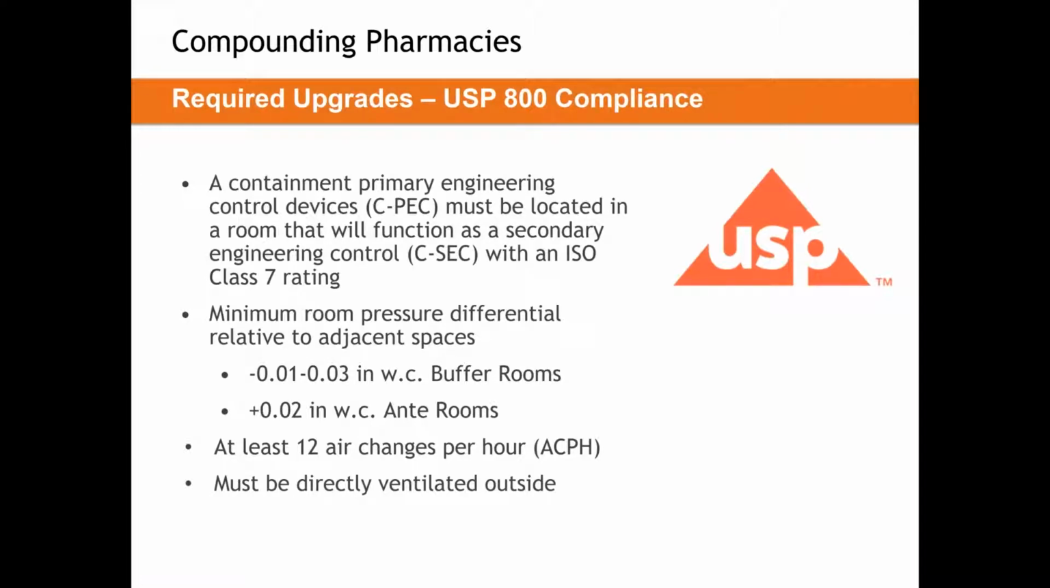USP 800 also details that we need positive 0.02 inches in the anterooms. We need to maintain at least 12 air changes per hour in these spaces, though that number is changeable. We're going to talk about why it might need to be 30 air changes. And all of this air must be directly vented outside.